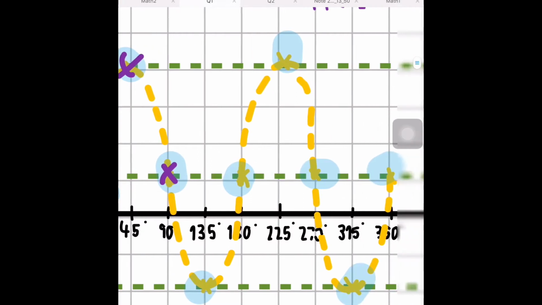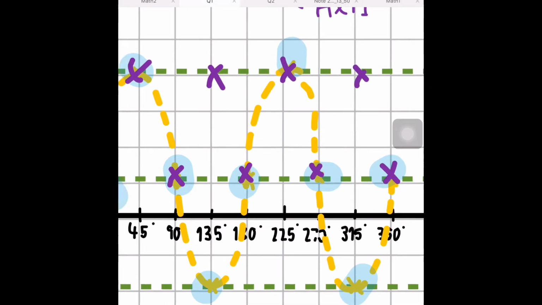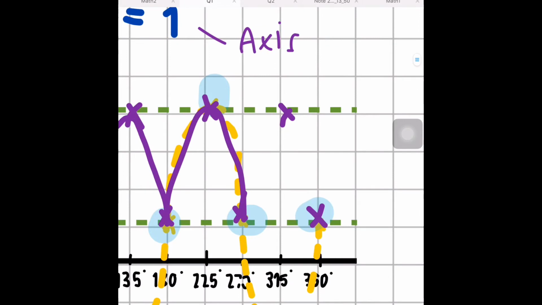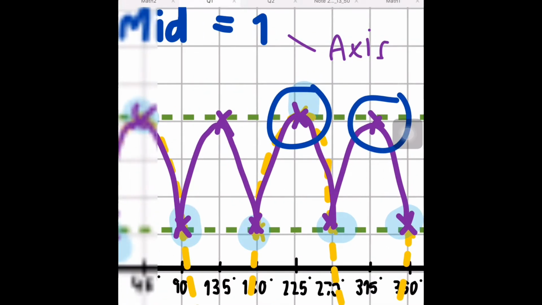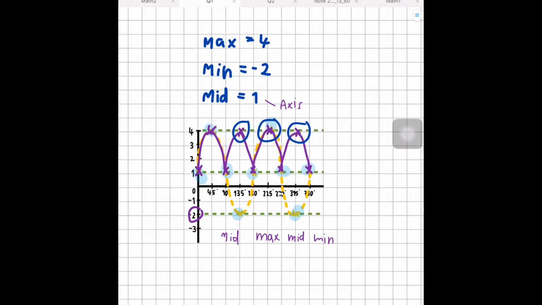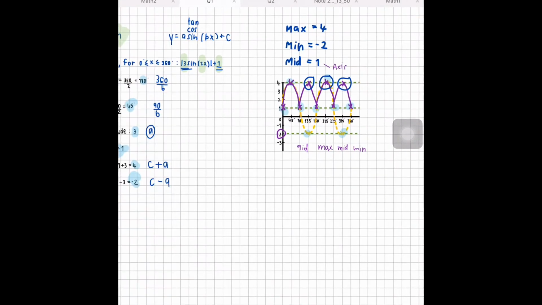Mid, max, mid, max, mid, max, mid, max, mid. Okay, the graph will be like this. And don't forget that it has to be a curved line here. Always curves. Okay, and this is for number 1.